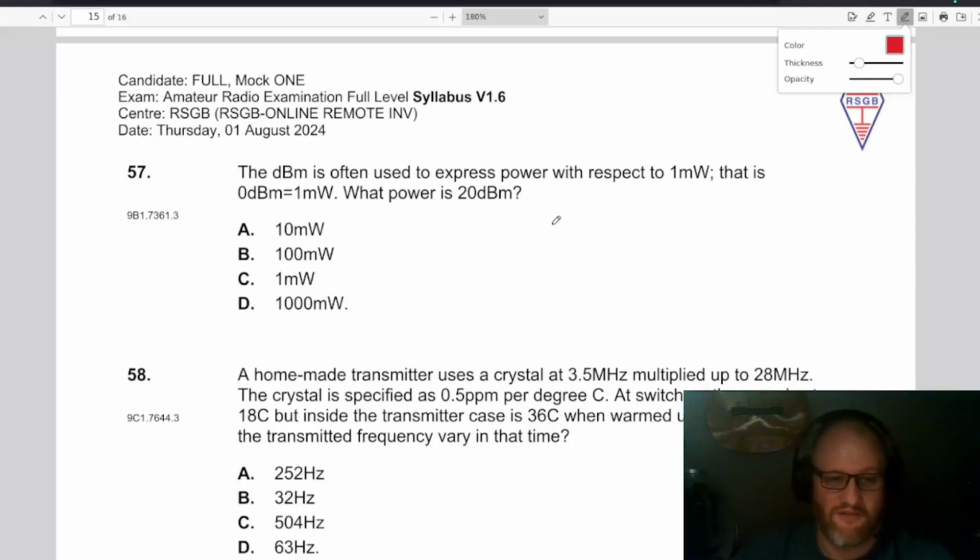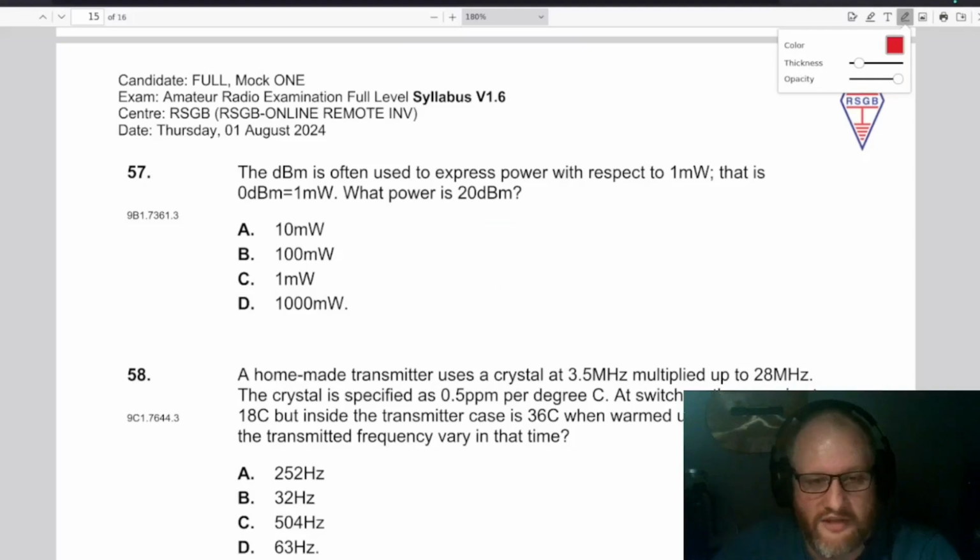We've reached question 57, which reads, the dBm is often used to express power with respect to 1 milliwatt. That is 0 dBm equals 1 milliwatt. What power is 20 dBm?